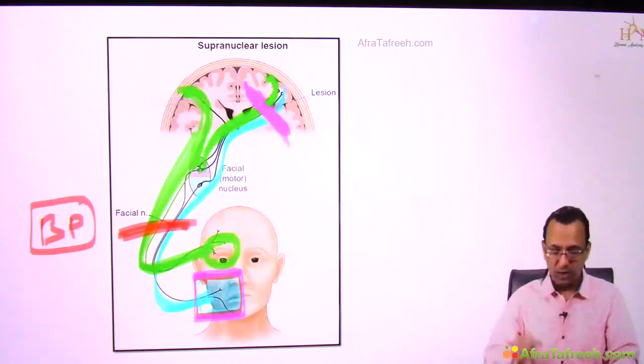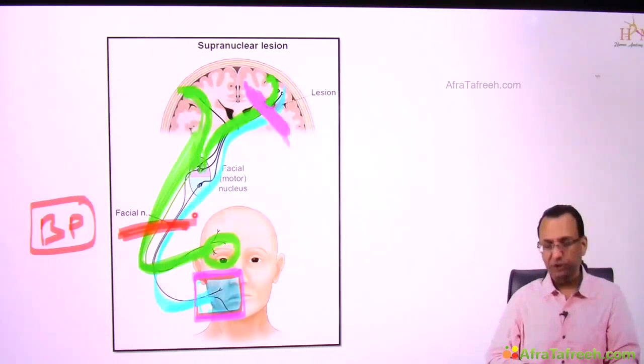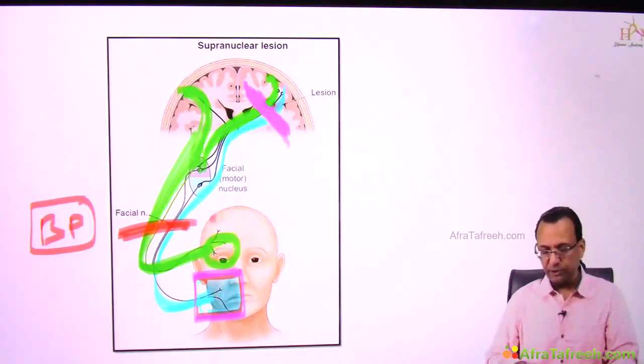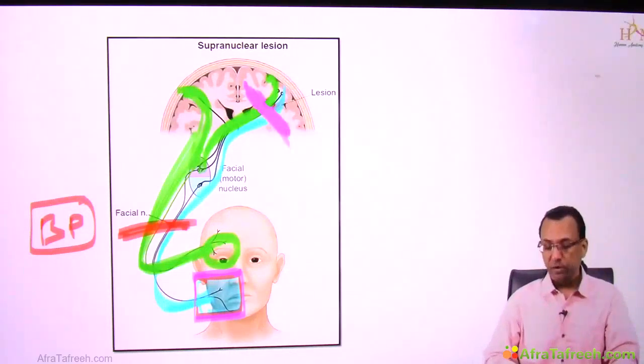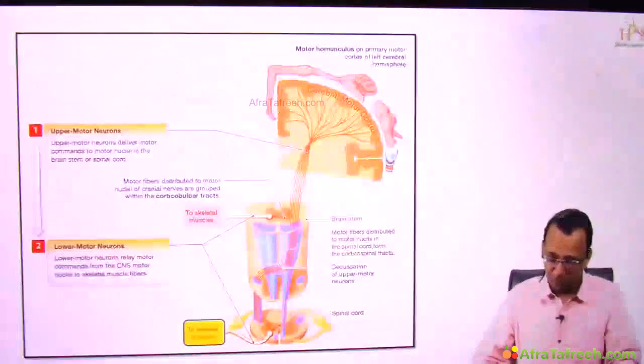So you are telling the Bell's palsy is LMN type of palsy. Yes, and both the fibers, maybe right-sided brain or left-sided brain, all the fibers have been compromised. So ipsilateral facial palsy. Yes, ipsilateral facial palsy, and both the upper face and lower face are involved in Bell's palsy. But in UMN facial palsy, the upper face is spared because the upper face has double innervation. The other tract is still working. This is the point.